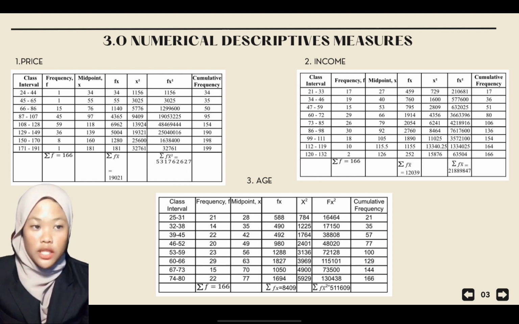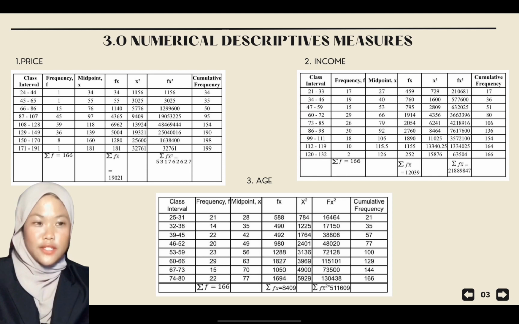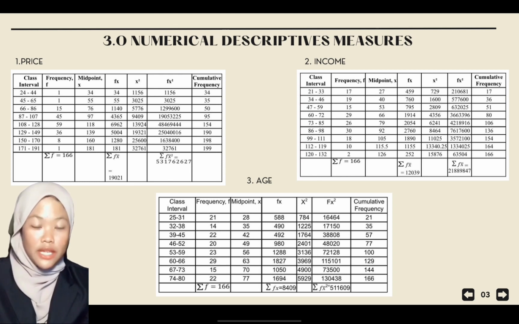From all of this, we need to describe the data set using measures of central tendency, the measures of position, and the measures of variation. A measure of central tendency is a value that represents the center of a distribution. The 3 most commonly used measures of central tendency for ungrouped and grouped data are mean, median, and mode.